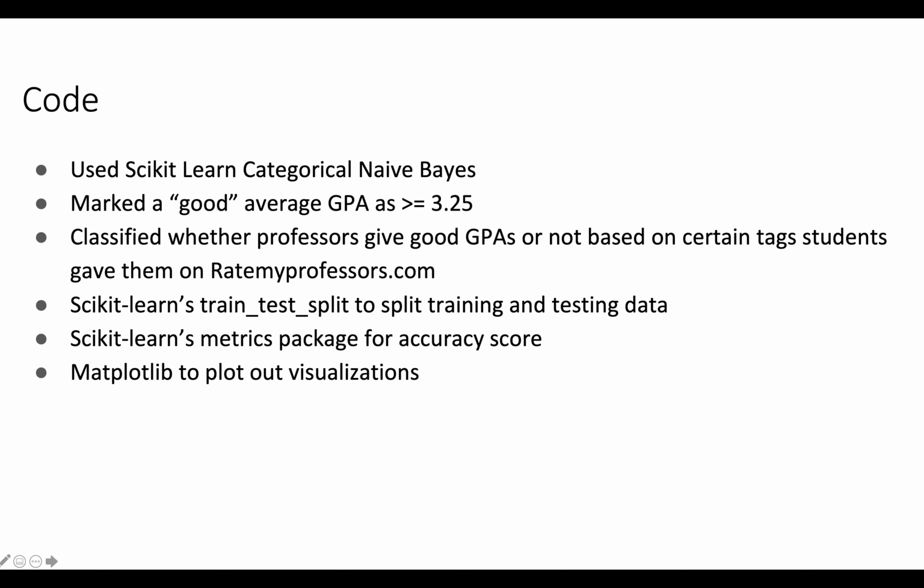And so we use scikit-learn's train test split to split the data between training and testing, and we use 70% of the data as training data and 30% of our data split into the testing data. We also use scikit-learn's metrics package to evaluate our accuracy score as well as the precision and recall score of our model. And in the end, we use matplotlib to plot our visualizations and evaluate our model.